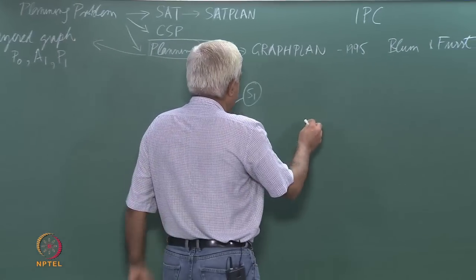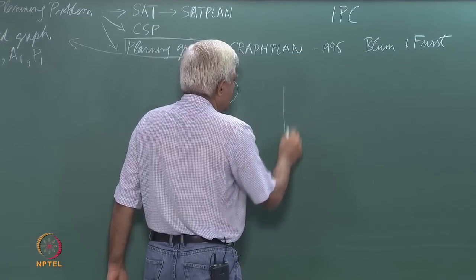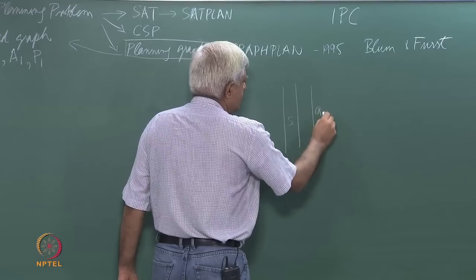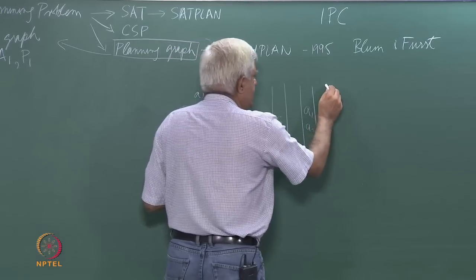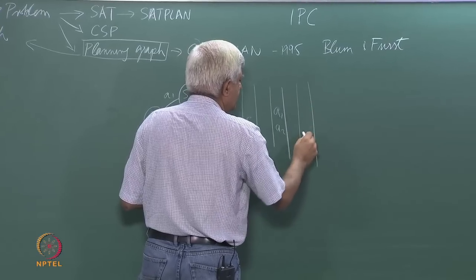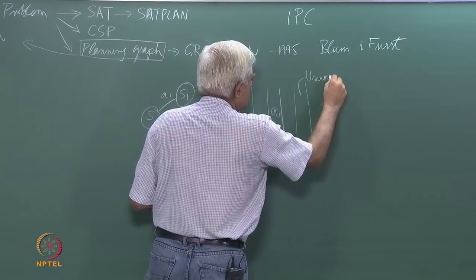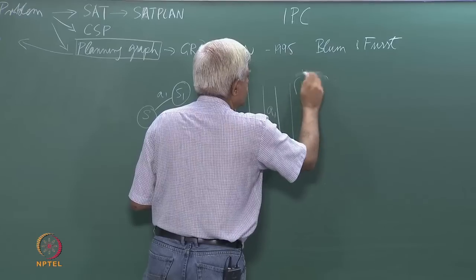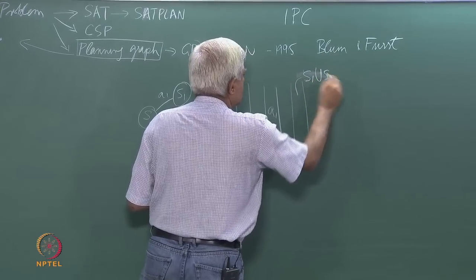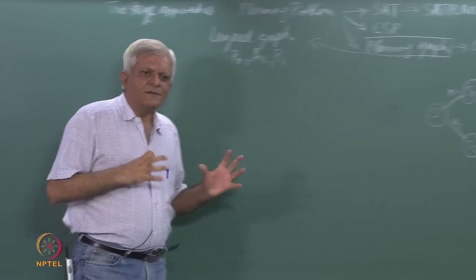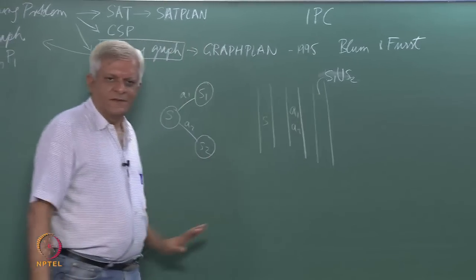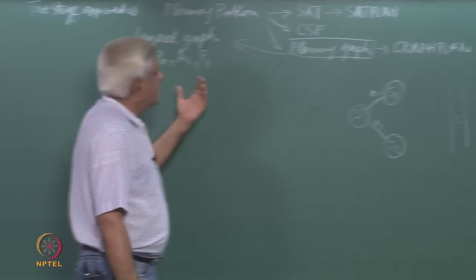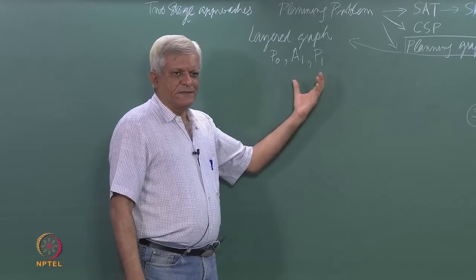In GraphPlan, you have the start layer, then the first action layer, which includes both these actions A1 and A2, and then a layer which is basically the union, S1 union S2. We put together all the possible predicates into one set, in this next layer of propositions. So we have proposition layers and action layers essentially.